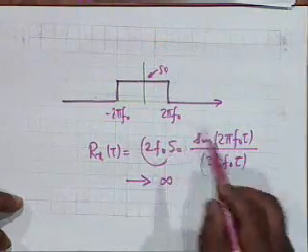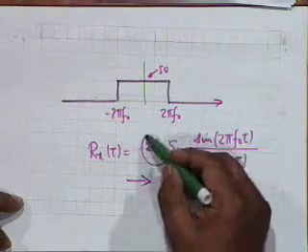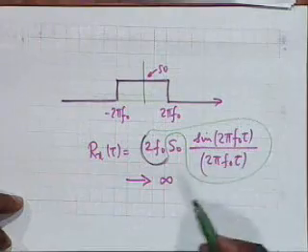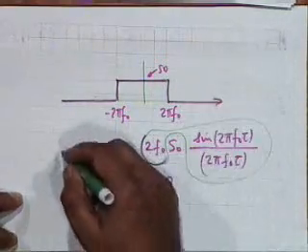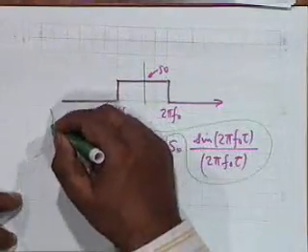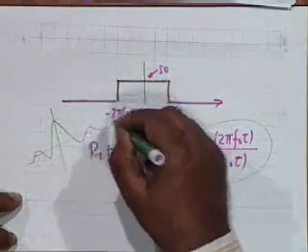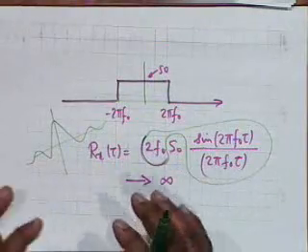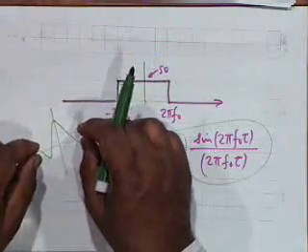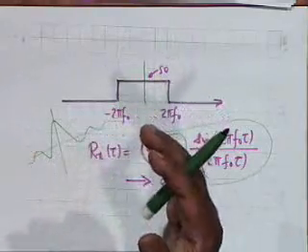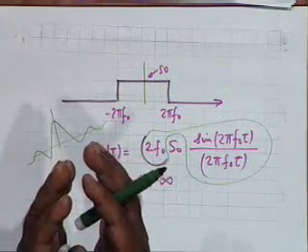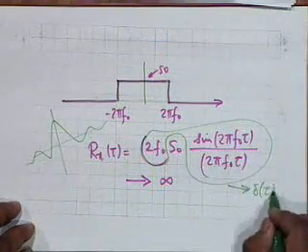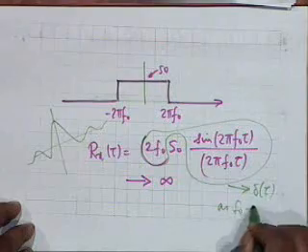And you can show that this sinc function, whose plot is something like this, sin x by x, so it goes like this. You are quite well acquainted with this. When f0 tends to infinity, what happens to the main lobe? It narrows down, and its amplitude goes up. This goes to delta tau as f0 goes to infinity.